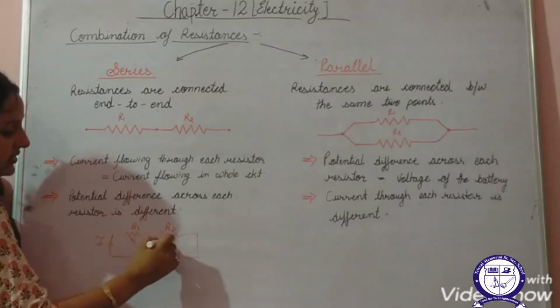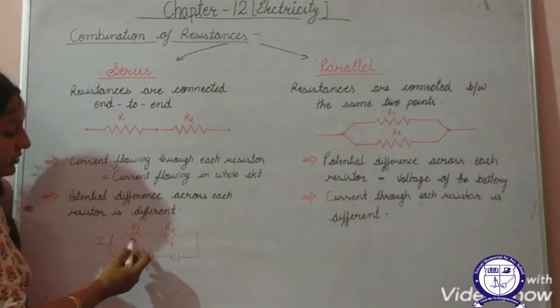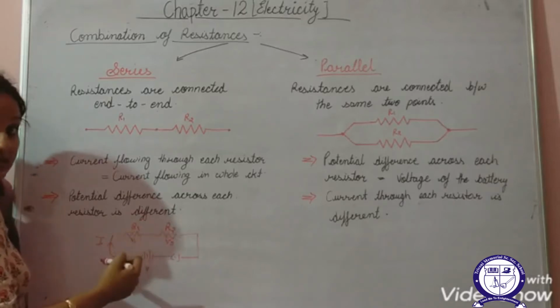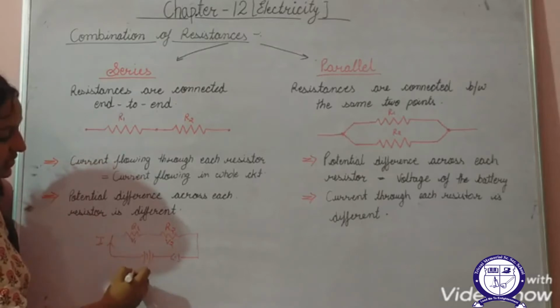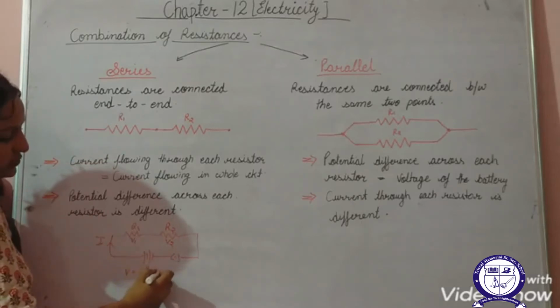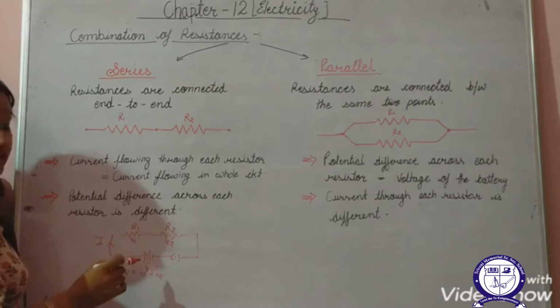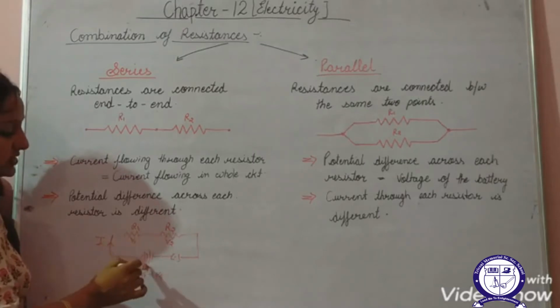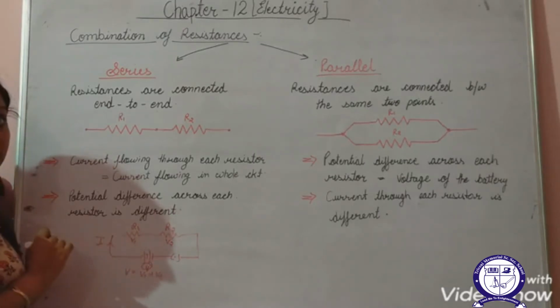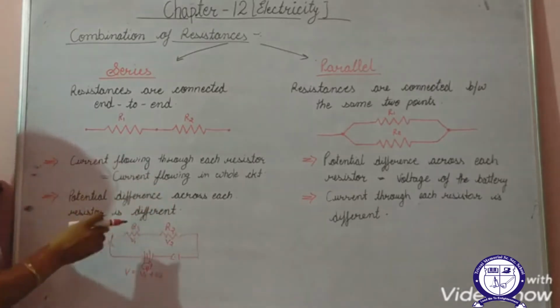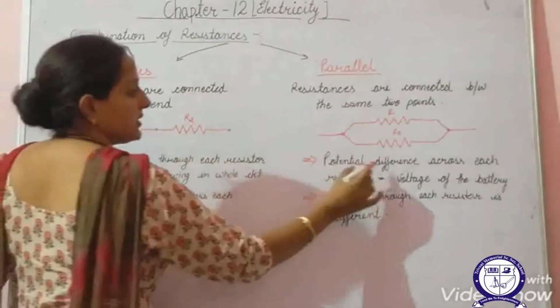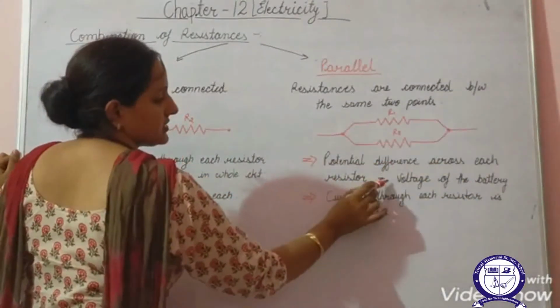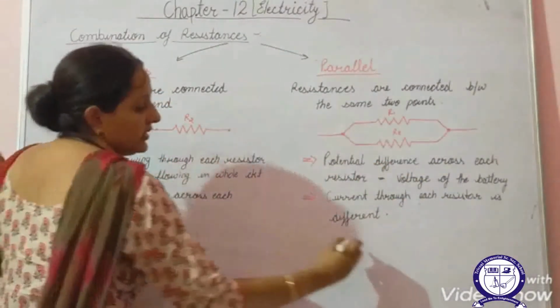Here it may be V1, here it may be V2, depending on the value of these resistances. But these values will be adjusted such that the total potential must be equal to the sum of the individual potentials. That is, V1 plus V2 must be equal to the total potential of the battery. But if we talk about the parallel combination of resistances, the potential difference across each resistor will be equal to the voltage of the battery.